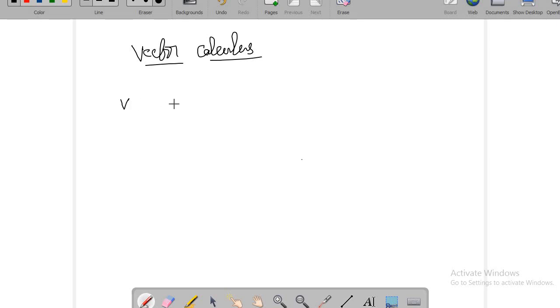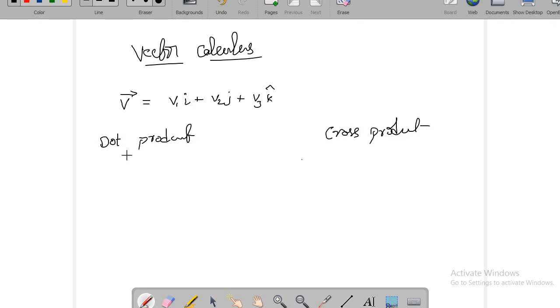You know how to represent a vector. When you take a vector, we'll represent it like v1 i plus v2 j plus v3 k. So this is how we represent a vector in 3 dimensions. So first of all, you should know about dot product and cross product. And dot product is called a scalar product, whereas the cross product is called a vector product.